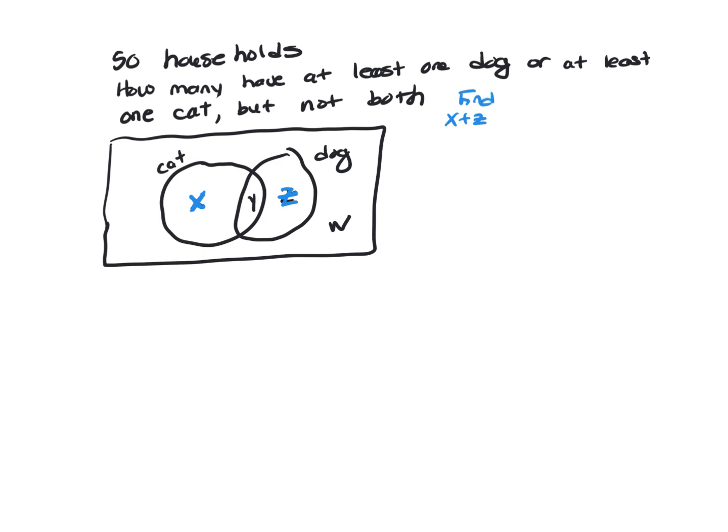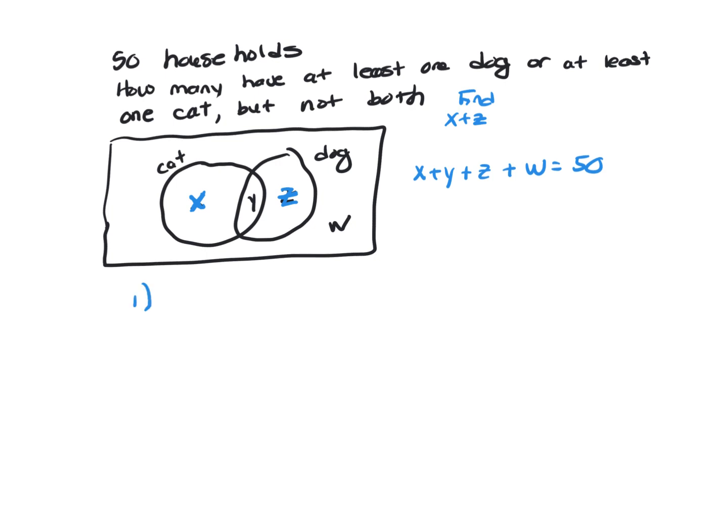And I know from what's given that X plus Y plus Z plus W is 50. That's the number of households. All right, so now let's look at our clues. The number of households that have at least one cat and at least one dog is 4.